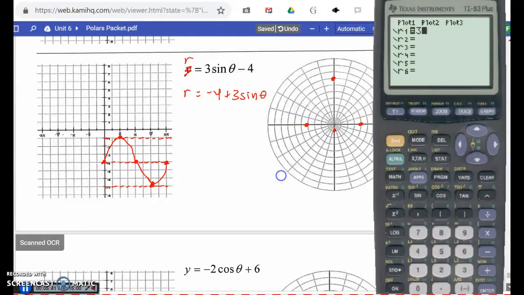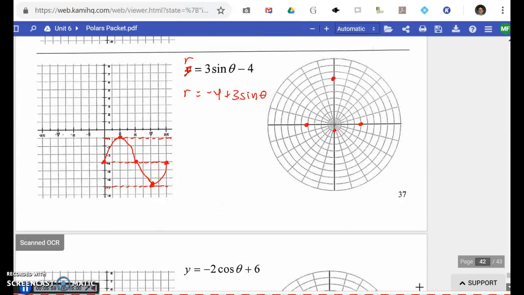So I'll type it in the way it was given to me. Y equals 3 sine of theta minus 4. You could write it the other way too. I do zoom, pick option 0. Let's see what this looks like. And yep, it is the graph that appears to have a little bit of a dimple.